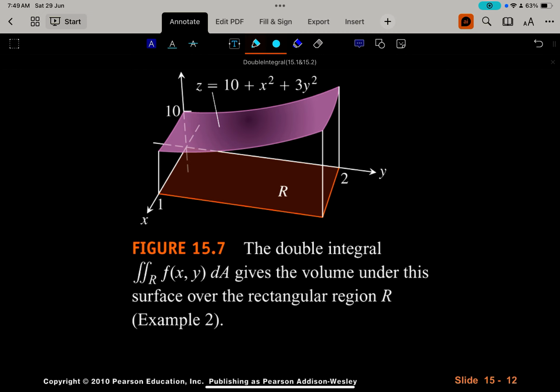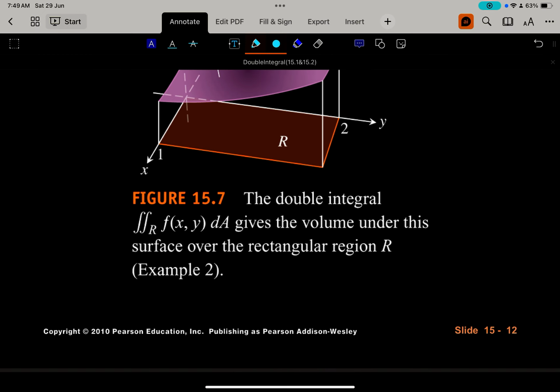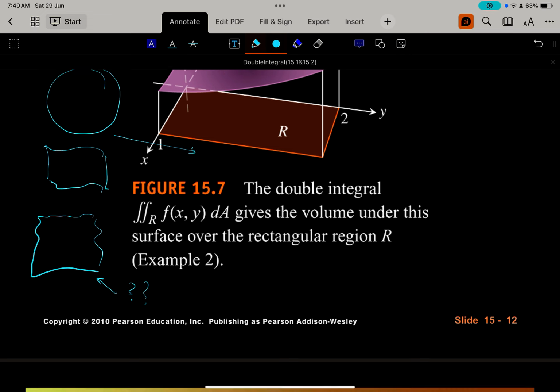Now, what if the region is not rectangular? What if we did not have a rectangular region? Maybe we had a circular region, or let's say a non-uniform region, something like this, or something like this. This is our region. What can we do about this? How can we integrate? I'll tell you what we can do.